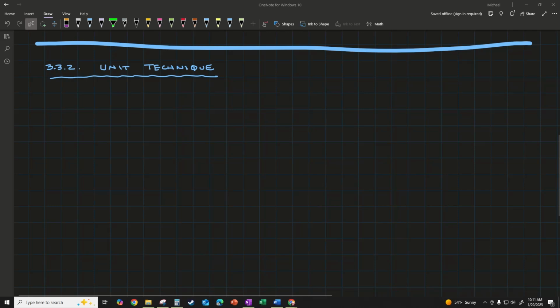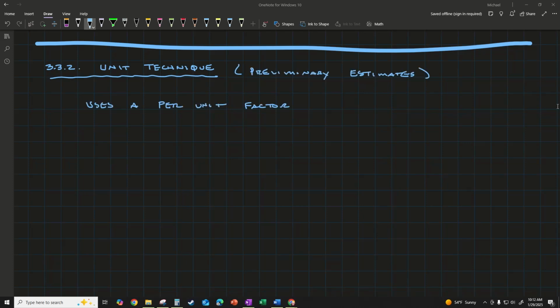So our next approach is the unit technique. This is a good technique to use for preliminary estimates. This method uses a per unit factor, like revenue per mile, or temperature loss per 100 feet of pipe, something like that.